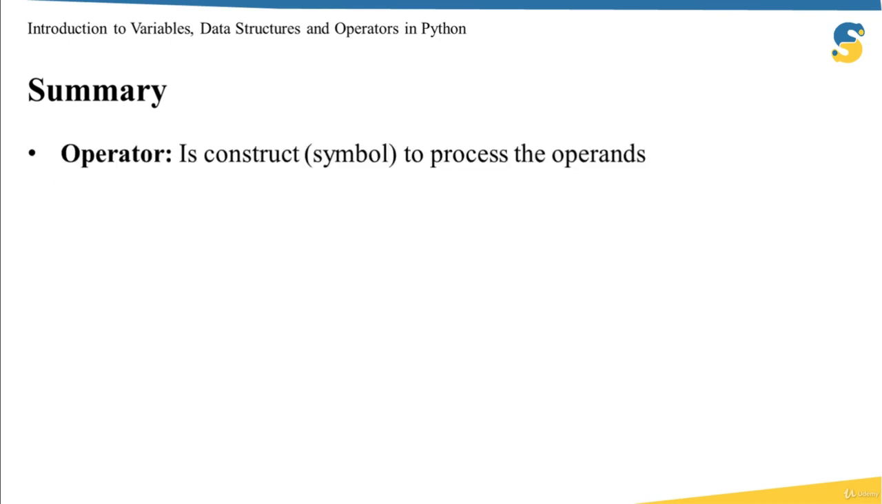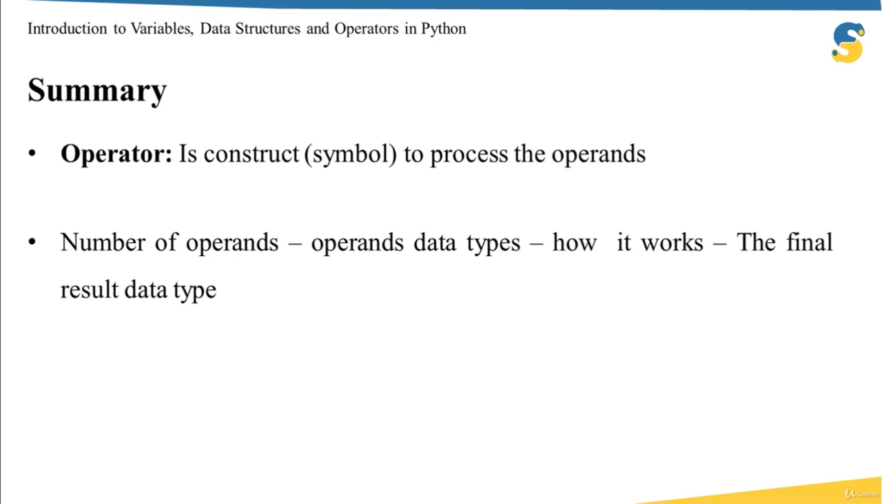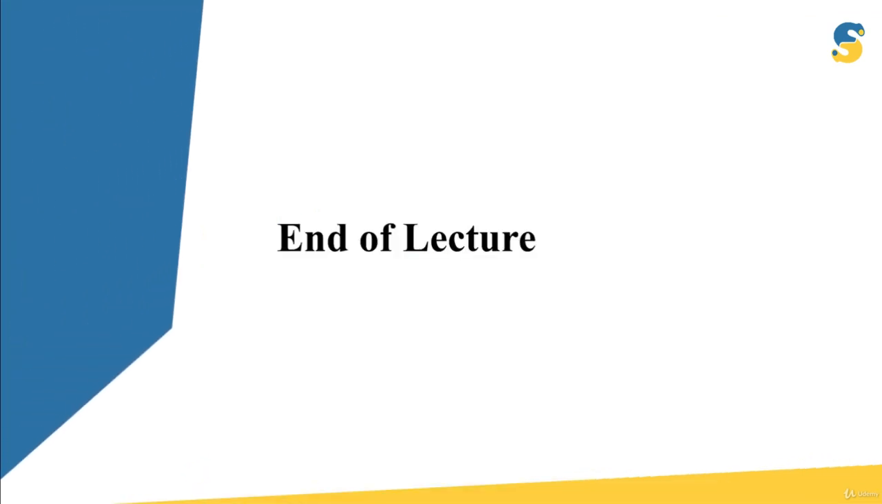Also, we have defined the operator, and as we see, operator is a construct represented by a symbol to process the operands. And we say that we have to know for each one of the operators that we are going to learn about in the future, number of operands it takes, operands data types, how it works, and the final result data type.